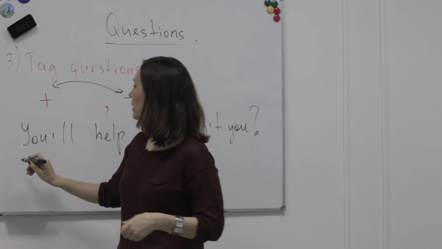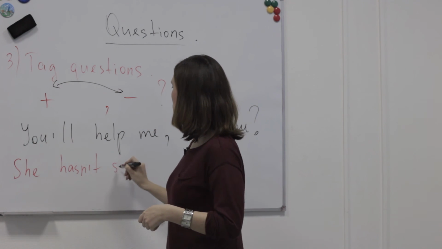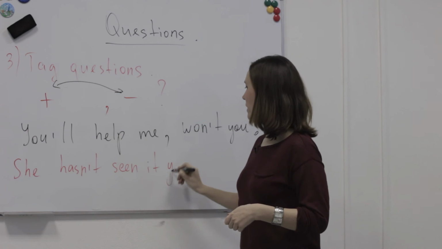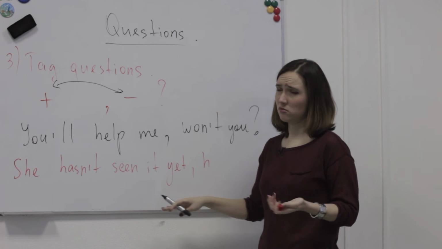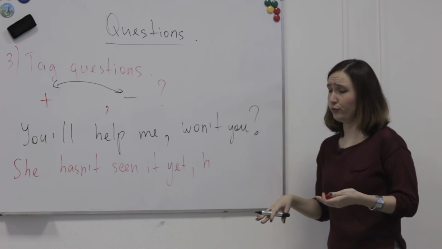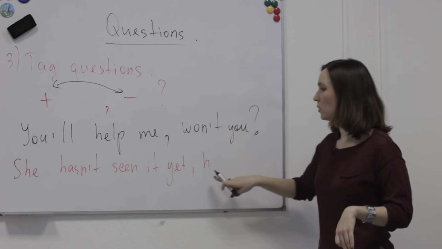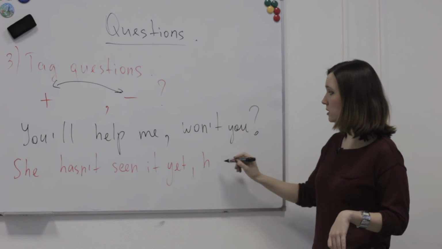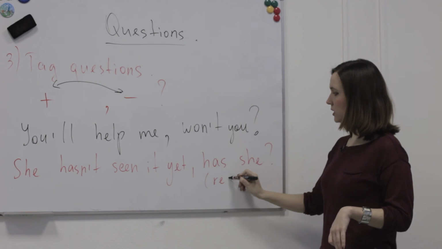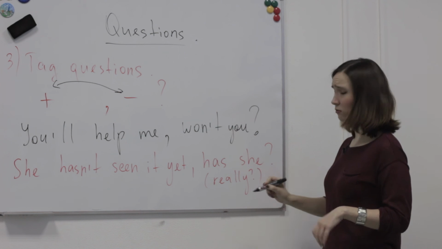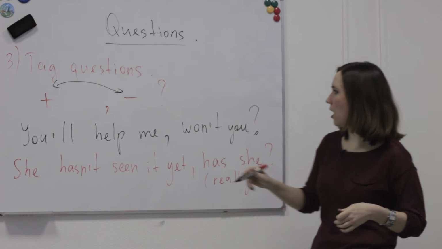Let's do a negative one. She hasn't seen it yet. She hasn't seen something yet. I believe that's the truth, but I want to confirm. So it's negative here. We need a positive form here. She hasn't seen it yet. Has she? The meaning of this is something like, really? Really, really? Yeah? And let's have the third example.